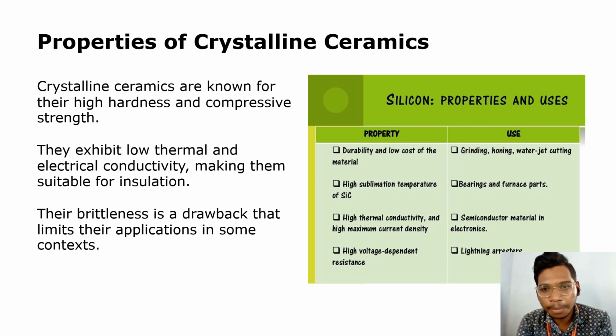Silicon carbide is one example. Properties: durability and low cost of material. Uses: grinding, honing, water jet cutting. Applications include high-temperature bearings and furnace parts. It has high thermal conductivity and high maximum current density. It is used in semiconductor materials in electronics, high-voltage resistors, and lighting reactors.